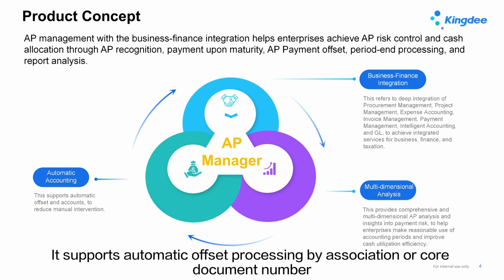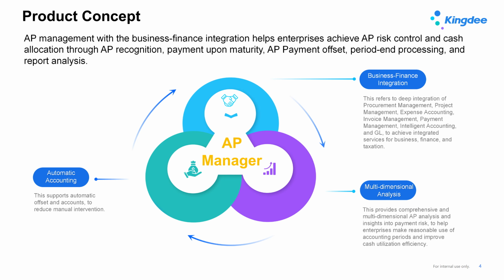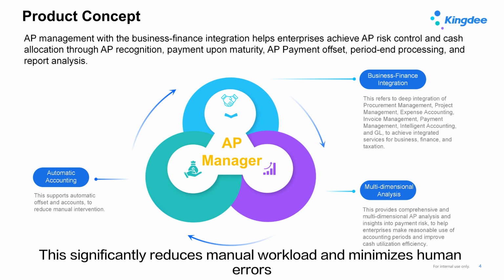It supports automatic offset processing by association or core document number. It also supports automatic accrual accounting when purchase receipt documents or inspection documents are approved in the supply chain. This significantly reduces manual workload and minimizes human errors.